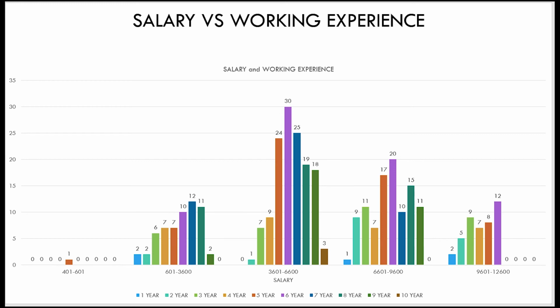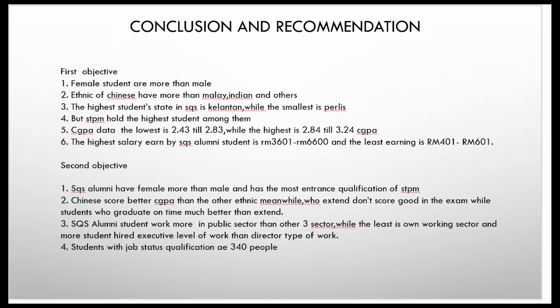To compare between salary and working experience, we still use the same thing, that is a histogram, to plot all the following data. Based on the data given, 30 students have 6 years of experience and their salary is ringgit Malaysia 3,601 till ringgit Malaysia 6,600. Those with the least experience also get a great salary, even with no experience, because they have great experience in the university. Conclusion.